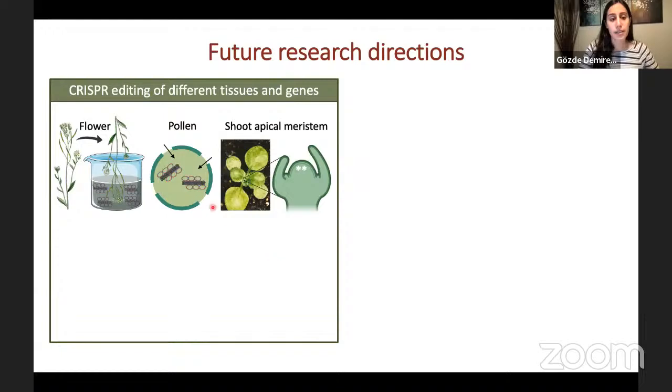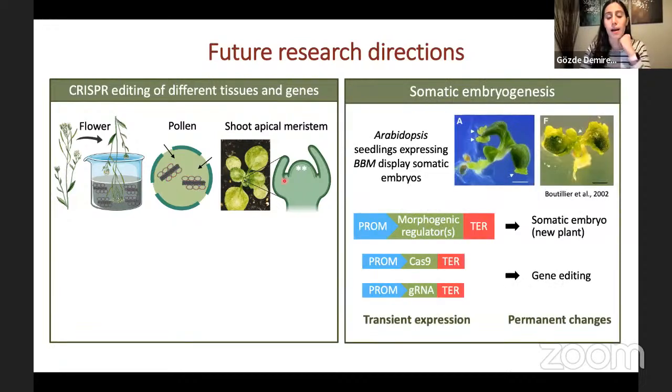So as I mentioned, we have interest in being able to do these edits heritably. Maybe flowers and pollens and shoot apical meristems could be nice tissues for this. In addition, I think it makes sense to use carbon nanotubes for transient expression of morphogenic regulators and developmental regulators. So these, when they are expressed transiently, together with the CRISPR cargos, will give rise to gene-edited new embryos. So it could be a fast way and maybe tissue culture-free way of generating edited plants using the nanoparticles for transient expression of these tools.